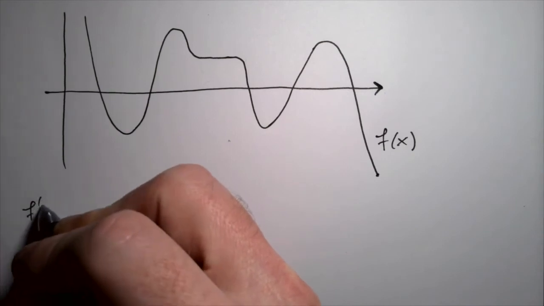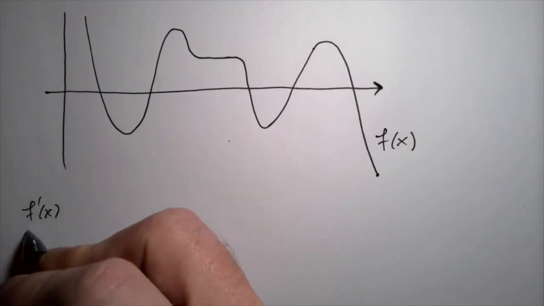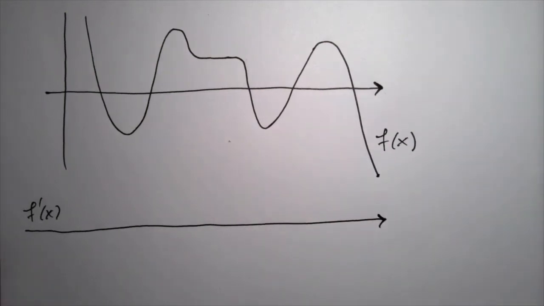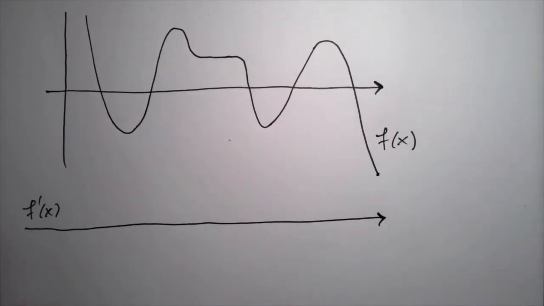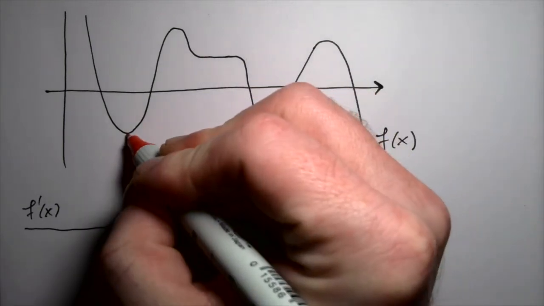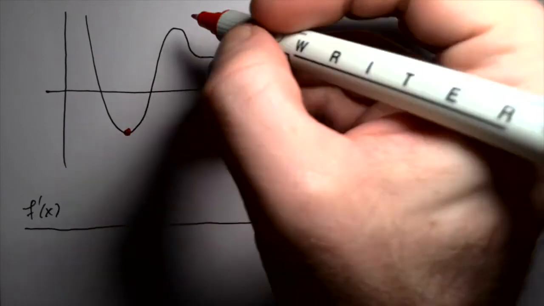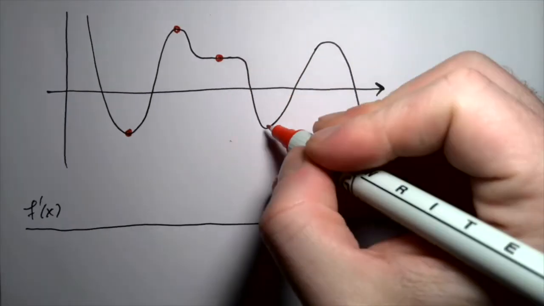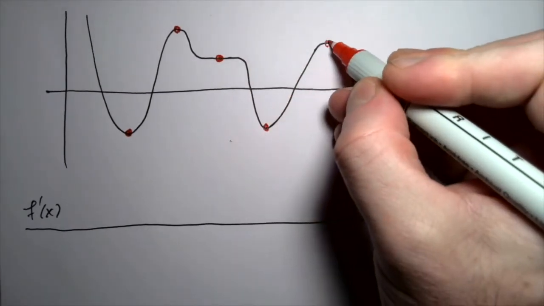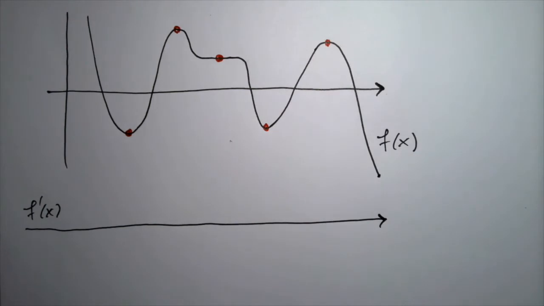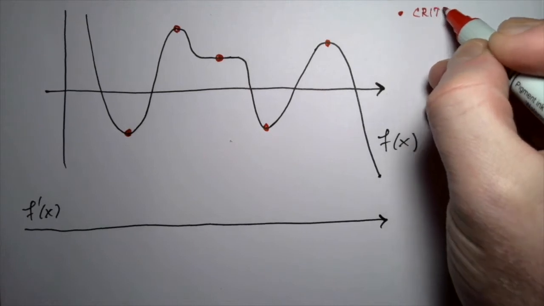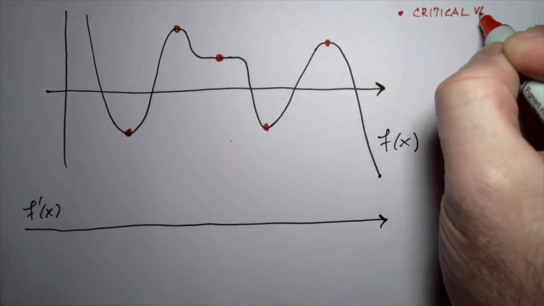So what I'm going to do is draw a new copy of the x-axis, like that. And I'm going to notate where, first of all, the critical values are. So let's just go through the graph. We'll use red for critical values. And I'm going to make a little dot anywhere that the tangent line is horizontal. Anywhere where the derivative is 0, that's a critical value. So in our color coding scheme, a red dot will correspond to a critical value.